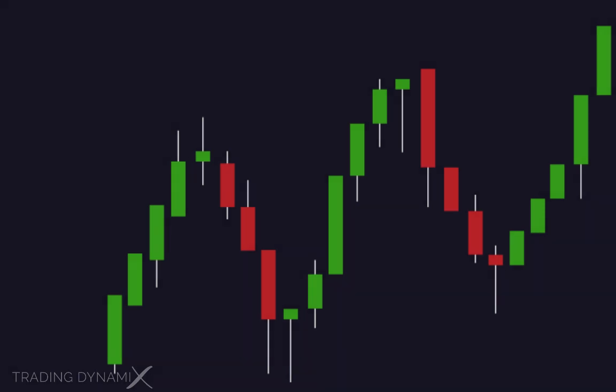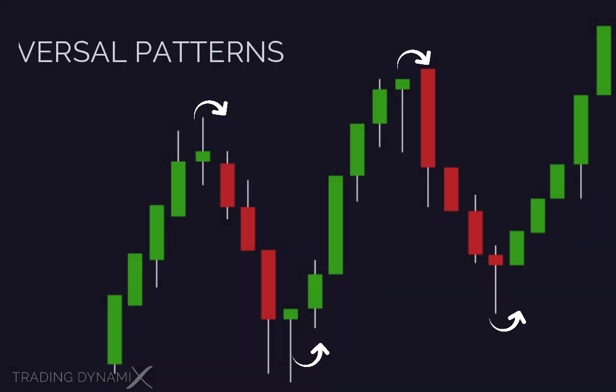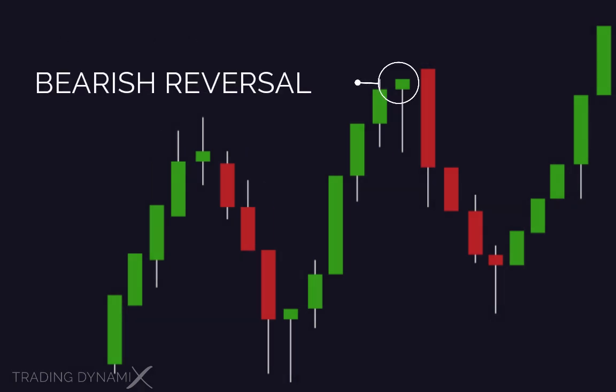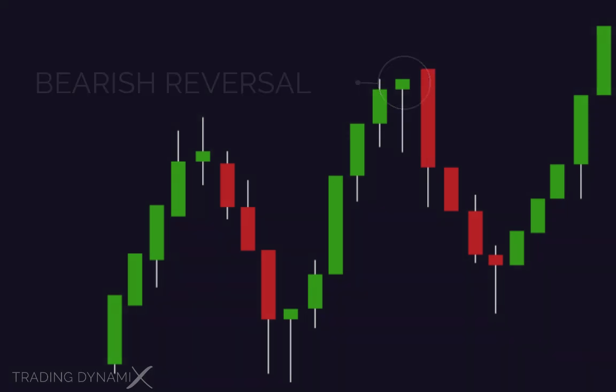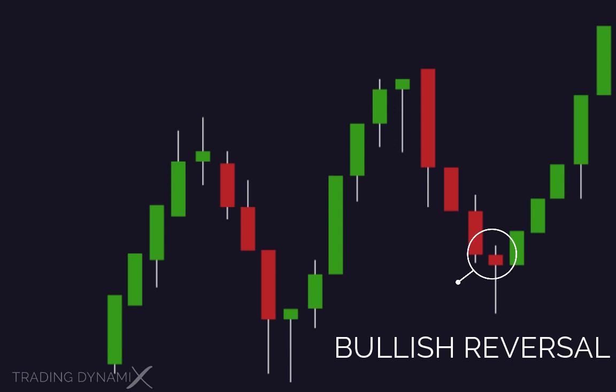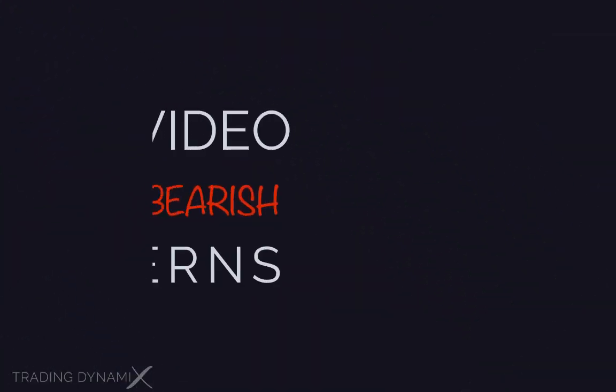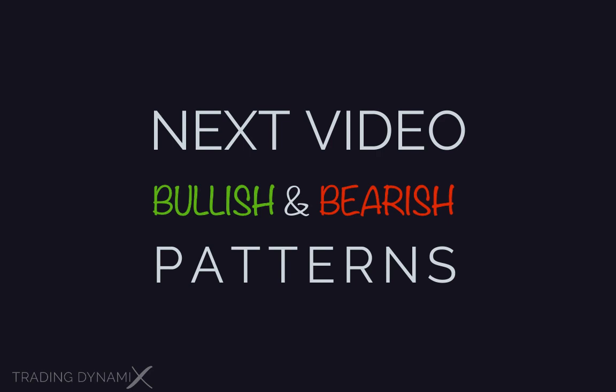Patterns that show you that the market could change direction are called reversal patterns. They could be bearish, ones that indicate the change from an uptrend to a downtrend and should be perceived as a sell signal. Or bullish. These show that the price has been decreasing and is likely to start going up and might be a good level to buy. Next video we'll go over the most popular candlestick patterns, bullish and bearish.